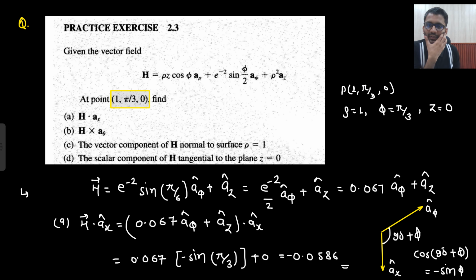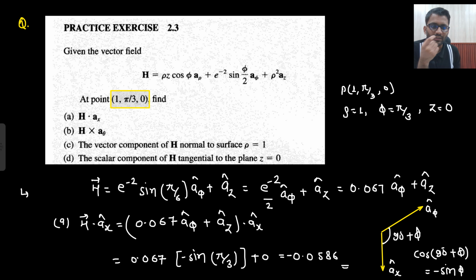So h cross a theta I need to do, which I first implemented as h cross b, where my h is what? Rho component is 0, h is 0.067 a rho cap, no, it was a phi cap, right? 0.067 a phi cap plus az cap. And what is my vector b? Vector b is coming out to be minus az cap.